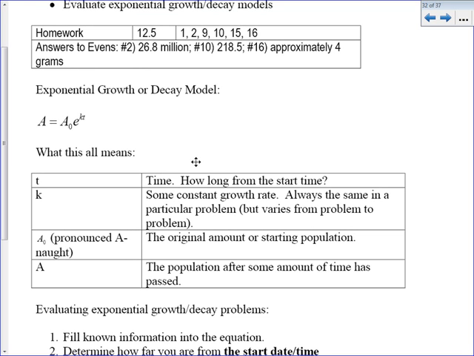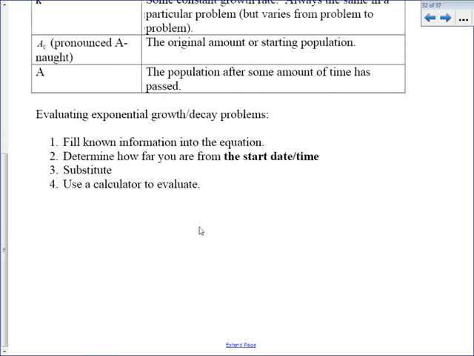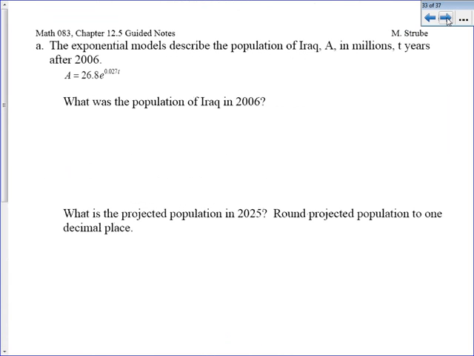So let's look at one of these problems, because it's a lot more intimidating looking than it seems. The exponential model describes the population of Iraq, A, in millions, t years after 2006. So the only thing that I really get there for information is we're starting in 2006. So every time we figure out a time, we're going to say how many years it is from 2006. And then it gives us our equation. A equals 26.8 e to the 0.027t.